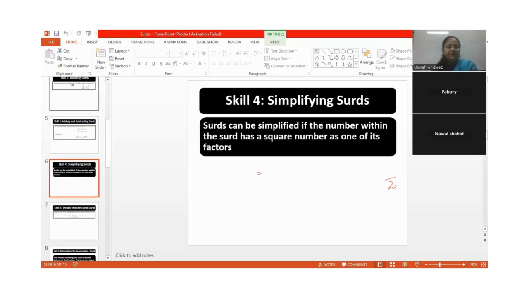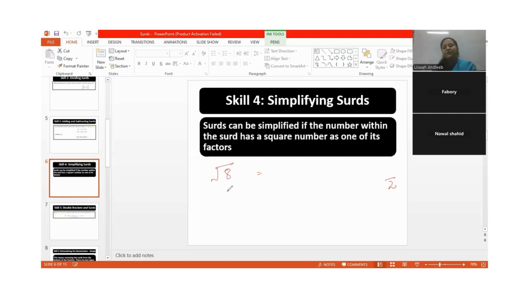It's just written over here, but I'll explain what the person is saying. Surds can be simplified if the number within the surd has a square number as a factor. Let me give you an example. I'll give you an example of 8, a very simple example, under root 8.